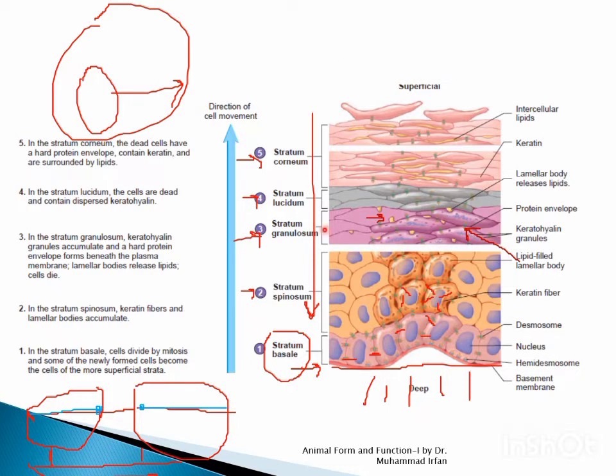The stratum lucidum appears as a thin clear zone, so it is called stratum lucidum, and due to its clarity, it is present above the stratum granulosum. It consists of several layers of dead cells, and their boundaries are indistinct. Keratin fibers are present in them, and they appear to be transparent cells.